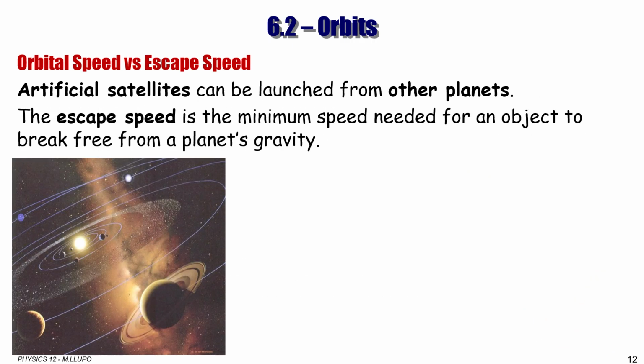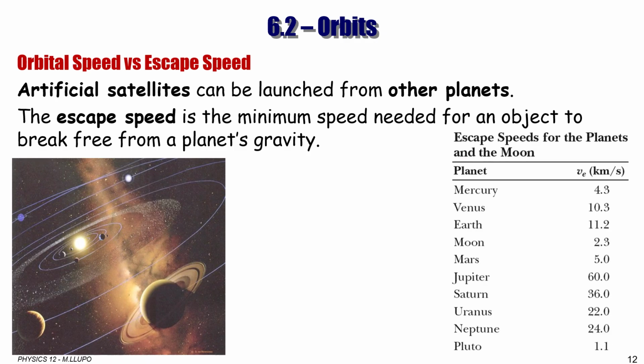Let's compare and contrast two speeds for a satellite: orbital speed versus escape speed. Artificial satellites can be launched from other planets as well. There's a list of the escape speeds for planets and the moon. Escape speed is the minimum speed needed for an object to break free from the planet's gravity. Remember that orbiting speed and escape speed are not the same thing.